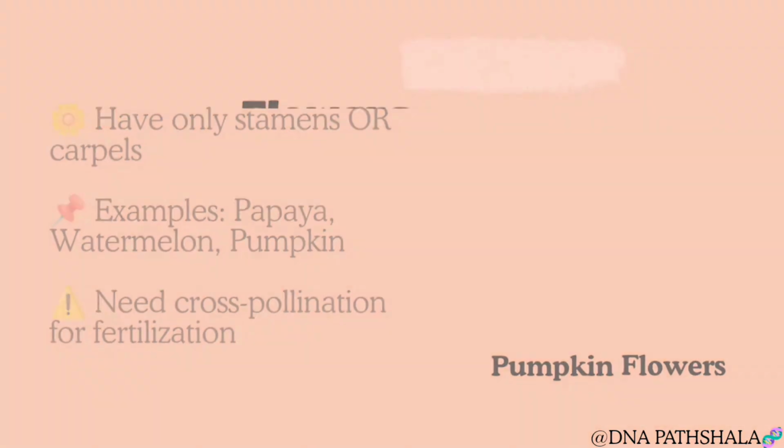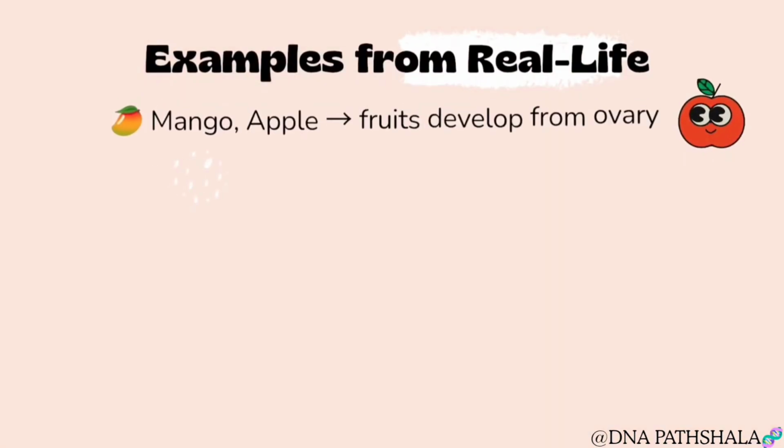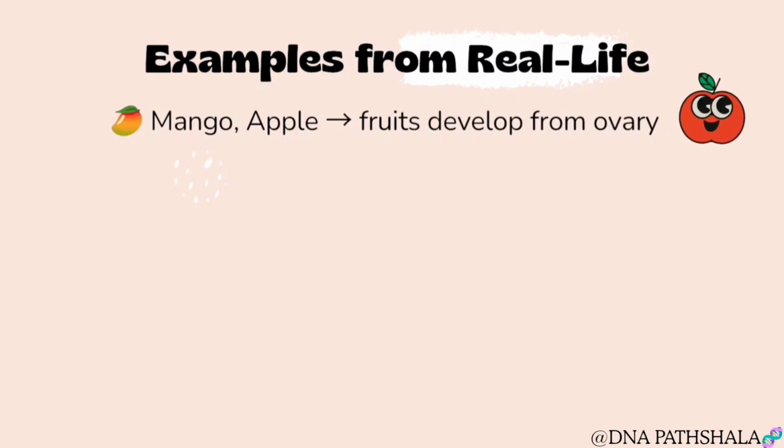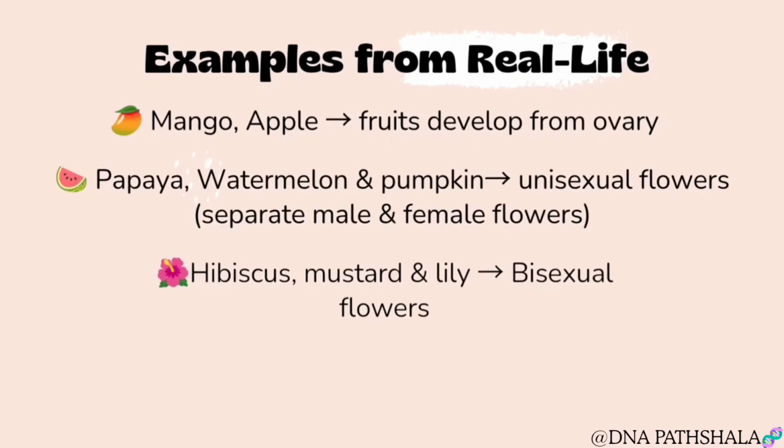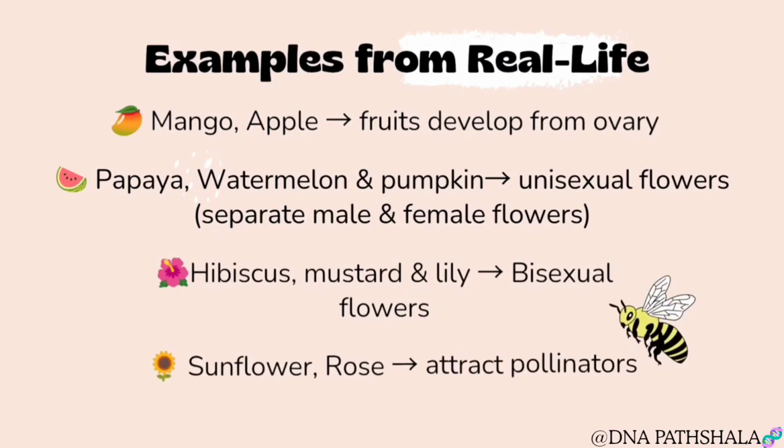Now let's connect this to real life with some examples. Mango, apple and tomato fruits all develop from ovaries. Watermelon, pumpkins and papaya have separate male and female flowers, which is why farmers often hand pollinate them to ensure good fruiting. Next, sunflowers and roses attract pollinators with their bright petals.